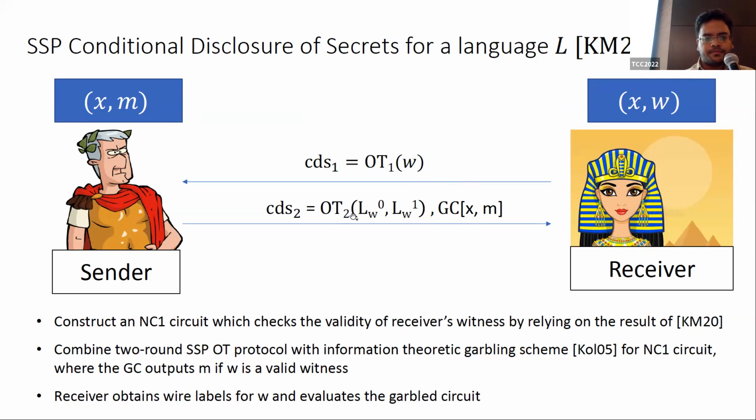And it also encrypts the wire labels for the witness inside the OT sender message. So the sender sends this CDS2, which consists of the SSP OT sender message and the garbled circuit, to the receiver. Now the receiver obtains the wire labels corresponding to the witness, and then it evaluates the garbled circuit to obtain the message M. So the garbled circuit has to be information theoretic, and these are SSP. So that's why this is secure against a statistical receiver.